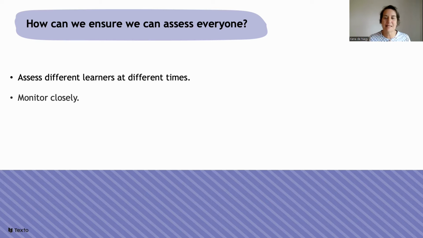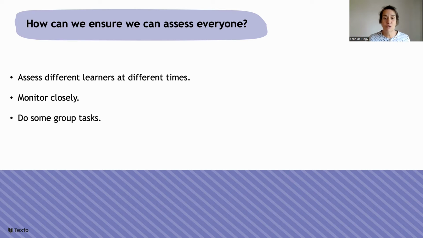Walking around, making some notes, noticing. And if you don't make the notes while you're monitoring, at the end of the lesson, just take 5 minutes to think, okay, so today in that speaking activity, how did Joaquin do? Was he engaged? Did he manage to do it, etc.? Or what about so-and-so, right? And then for the next activity, you make sure you target different learners.